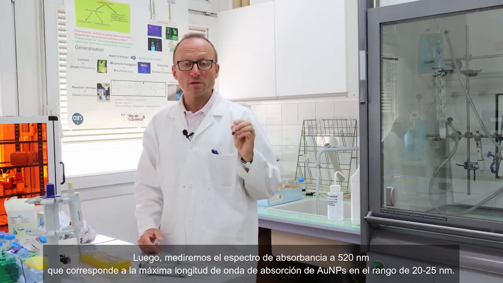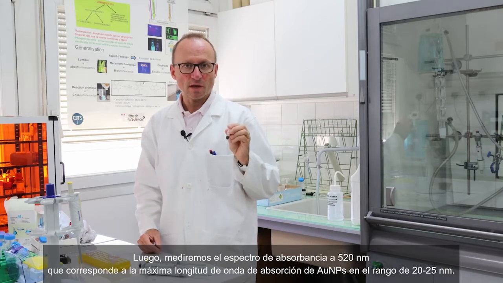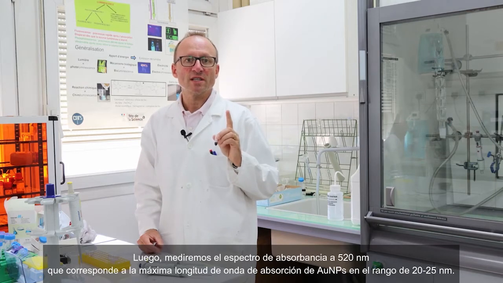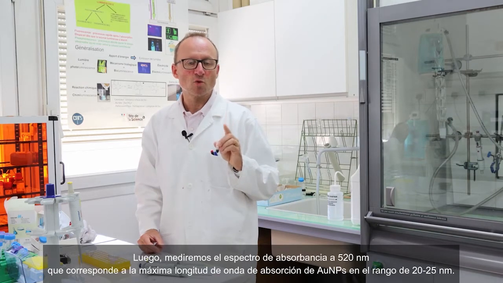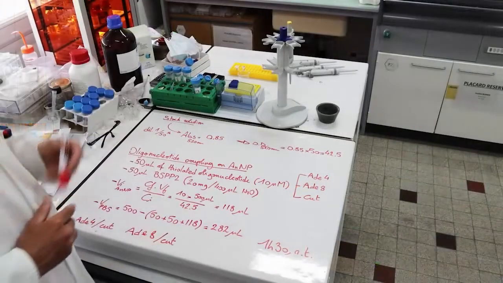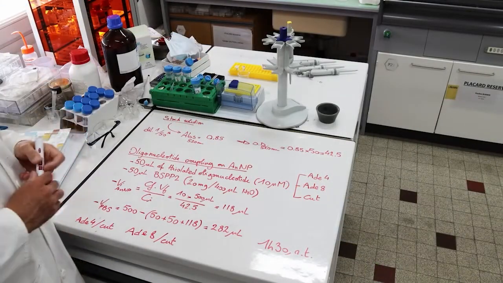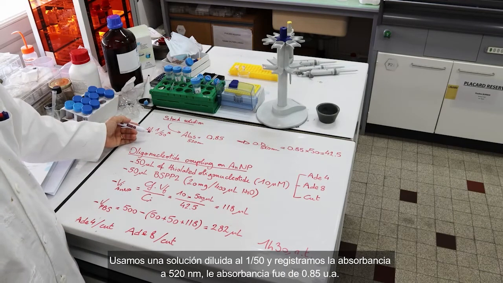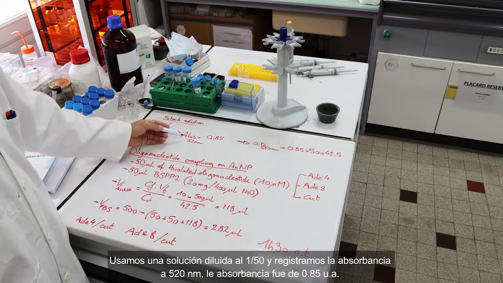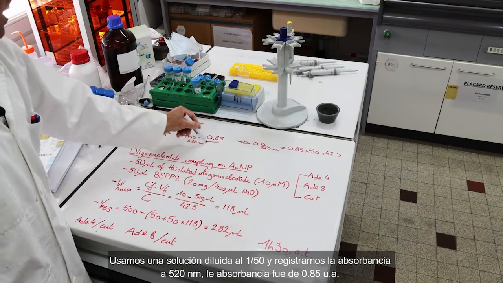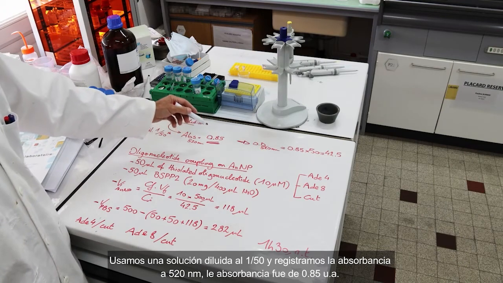Then we have to record the absorbance of this solution, and more specifically, the absorbance at 520 nanometers, which is usually the maximum wavelength for the absorbance of gold nanoparticles in the range of 20-25 nanometers large. Well, so as you have seen, we used a 50 times diluted solution, and we recorded the absorbance at 520 nanometers. The absorbance is 0.85.